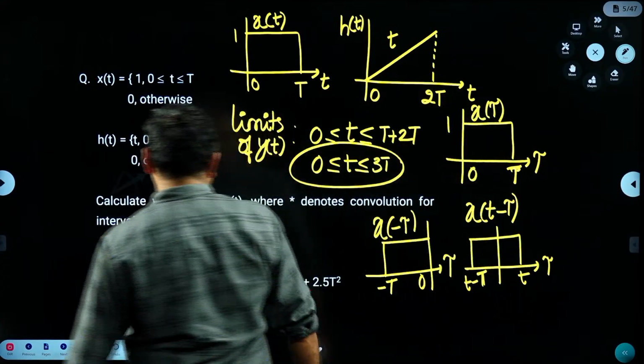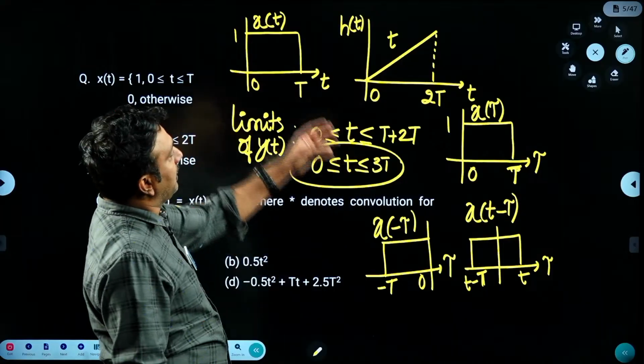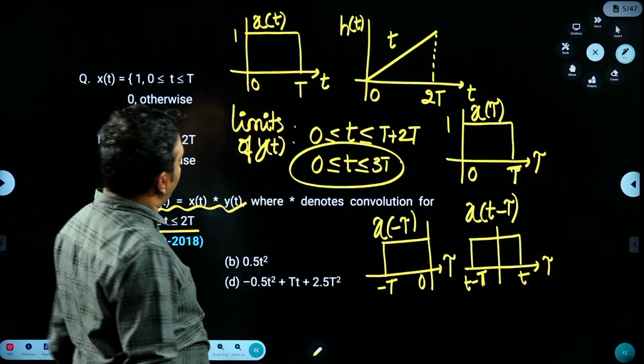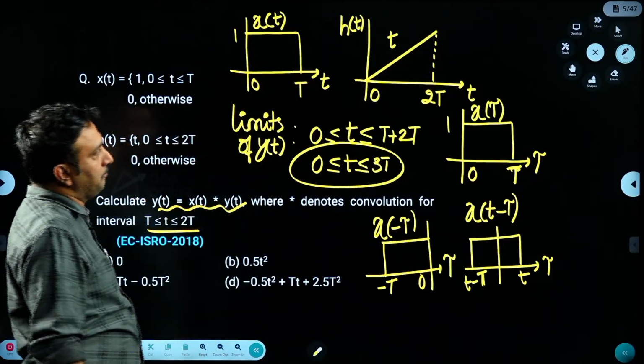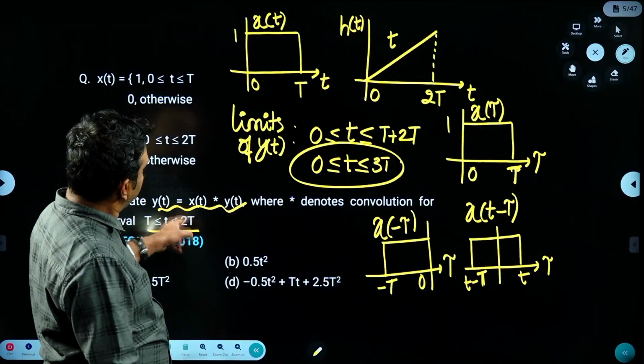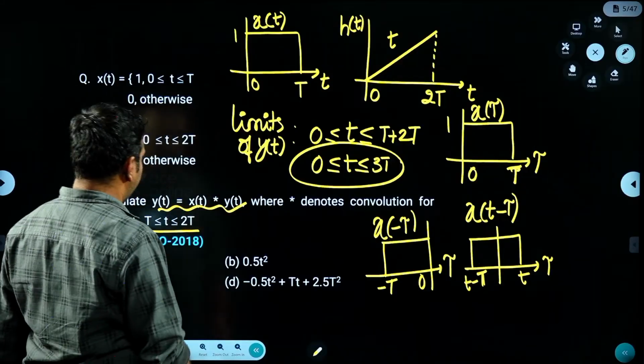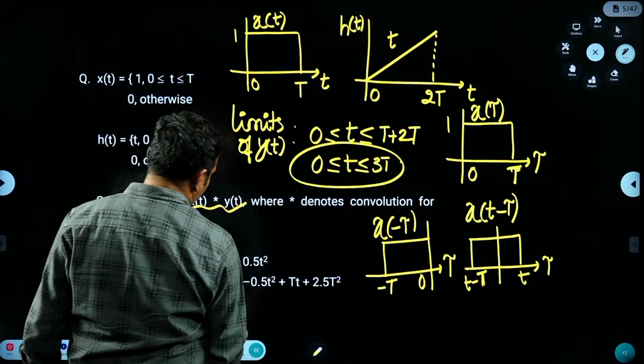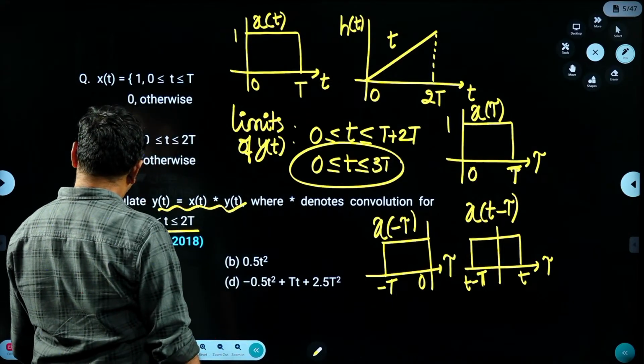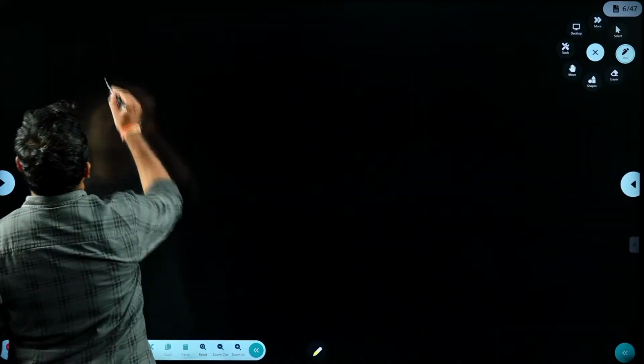So we have to find out the overlap of x of t minus tau and h of tau, that too for a specific range. What is the range expected? The range that is expected is T to 2T. Let us see how it can be observed.